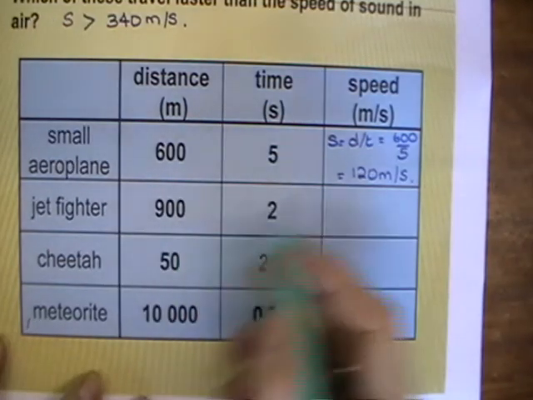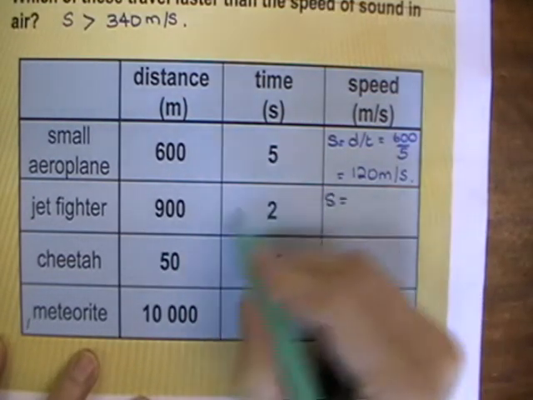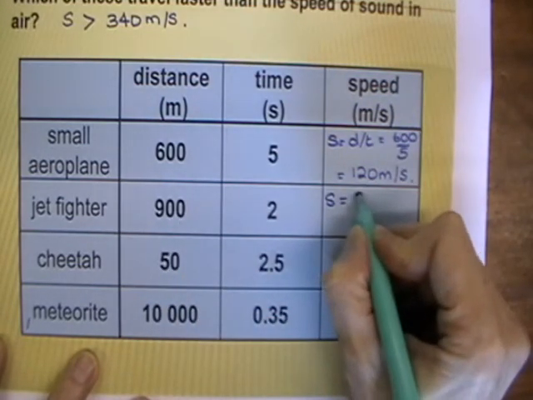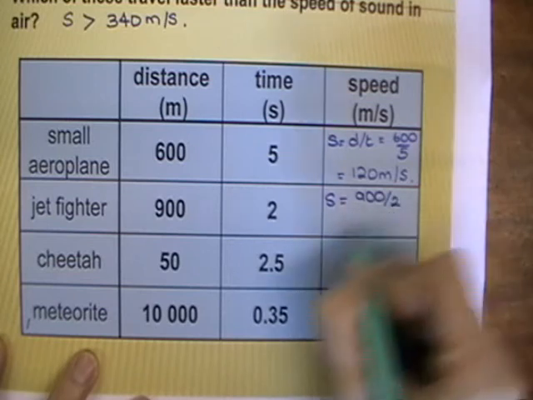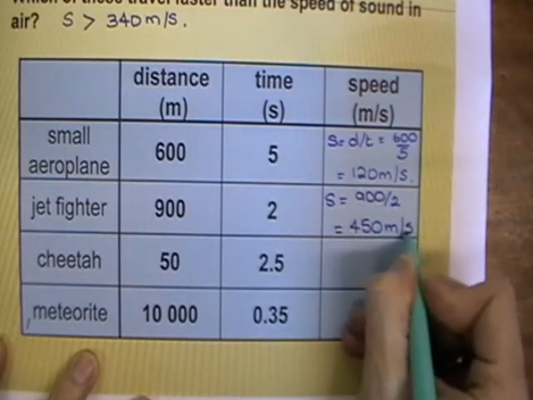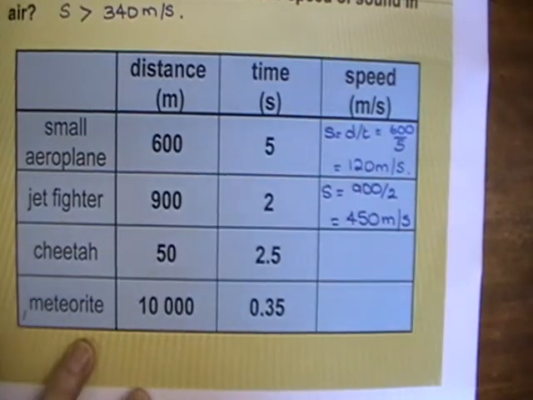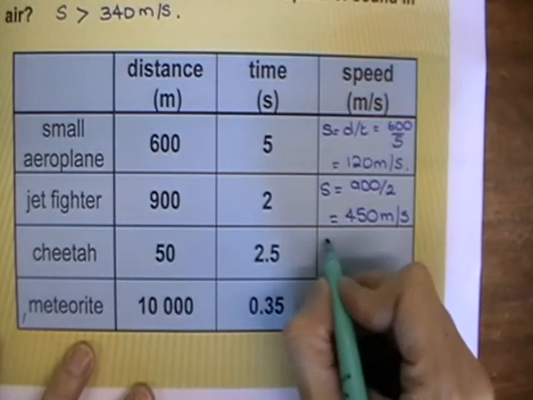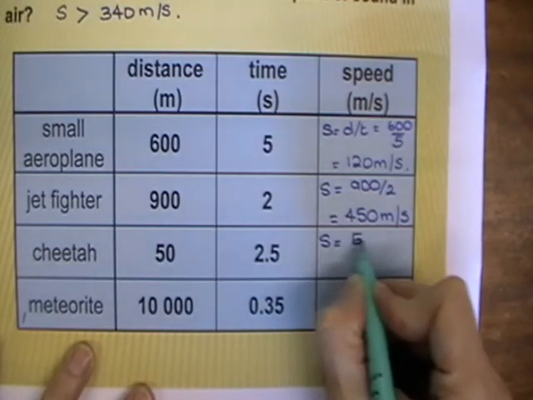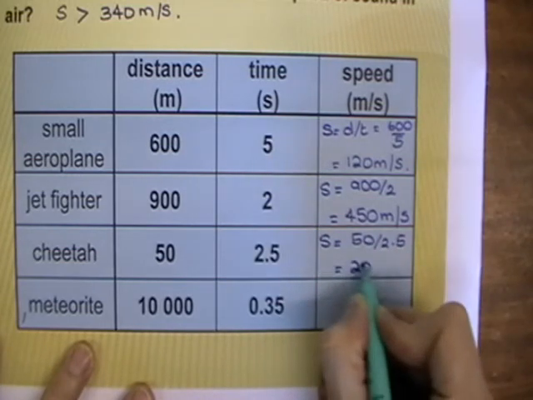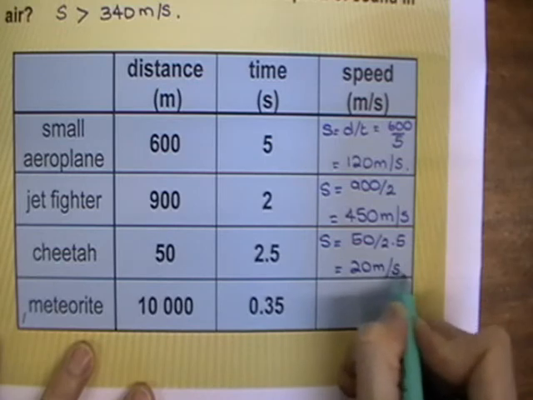A jet fighter travels a distance of 900 over a time of 2. So that's going to be 900 over 2, which gives you 450. So that one definitely is going to break the sound barrier. The next one is a cheetah, and the cheetah is travelling 50 metres in 2.5 seconds. The speed is 50 divided by 2.5. That gives you an answer of 20 metres per second.